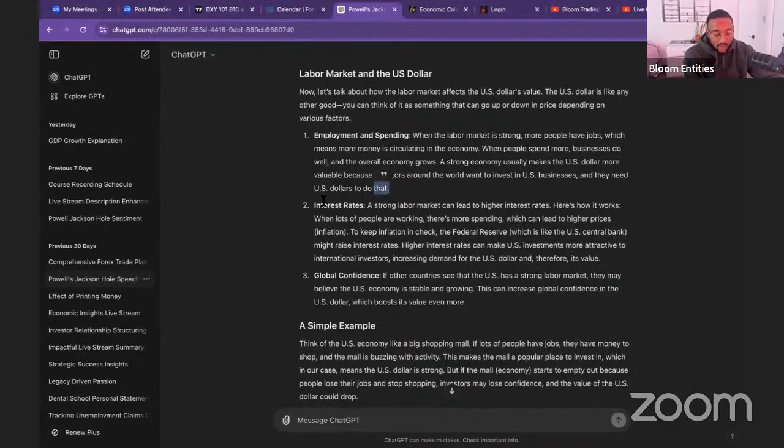Okay, so that's interesting. I want to tie it together with interest rates. A strong labor market can lead to higher interest rates. Here's how it goes. When lots of people are working, there's more spending, which can lead to higher prices, inflation. To keep inflation in check, the Federal Reserve, the US Central Bank, might raise interest rates. Again, this is where we're at right now. Higher interest rates can make US investments more attractive to international investors, increasing demand for the US dollar and therefore its value.